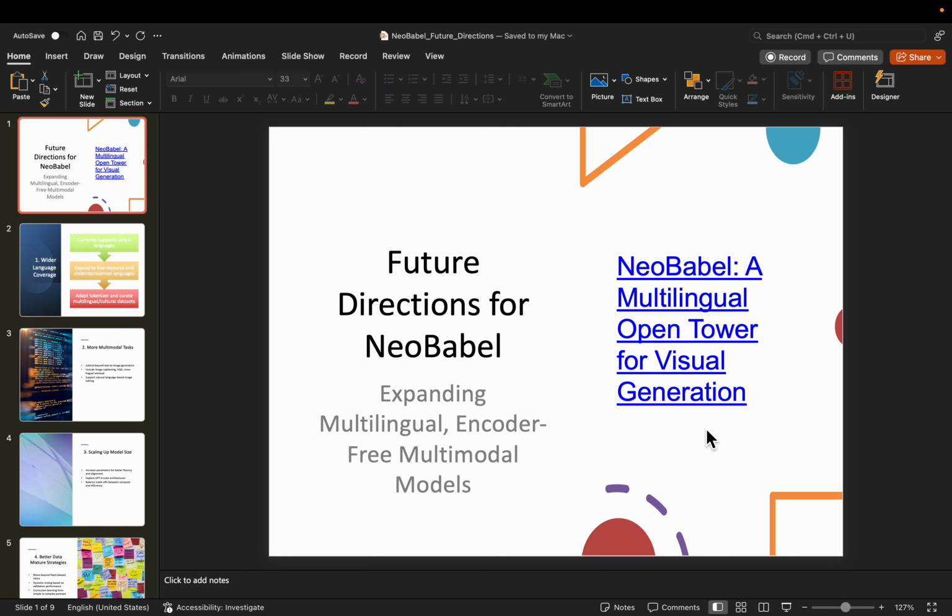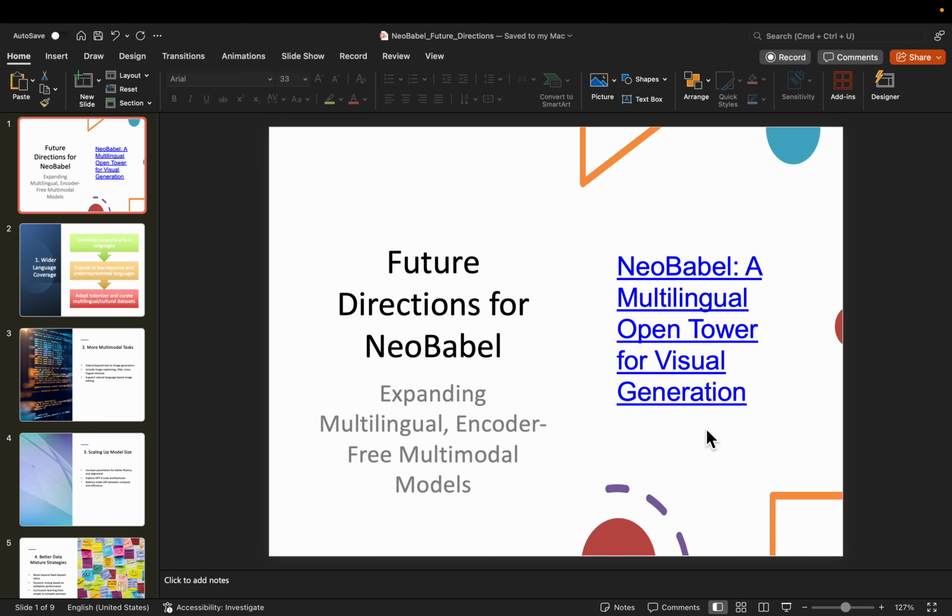I'm Survi Sharma, and I'm taking this paper NeoBabel, which is a multilingual open tower for visual generation, and we would be exploring the future directions for that.